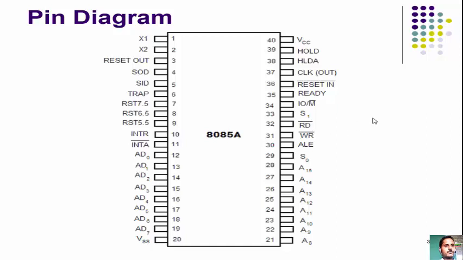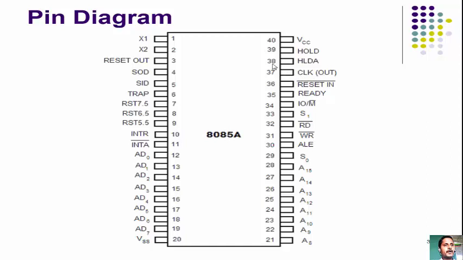Then two active low control pins, that is read bar and write bar. So pin number 31 is the write bar active low control signal, and on pin number 32 the active low control signal read bar. Pin number 35 is the ready pin. Pin number 36, again an active low reset pin, that is reset in bar. Pin number 37 is the clock out pin.